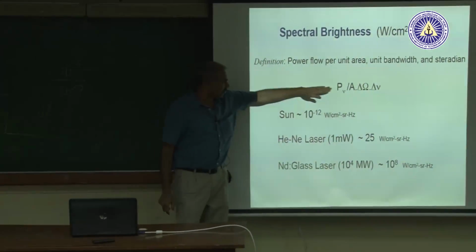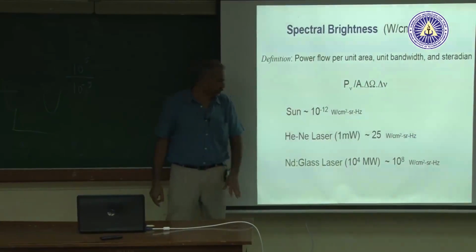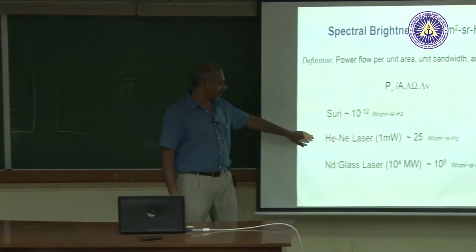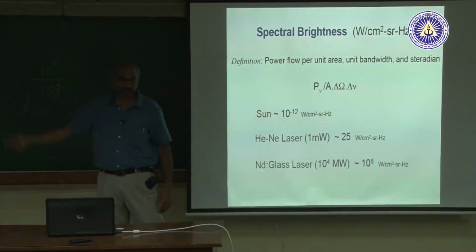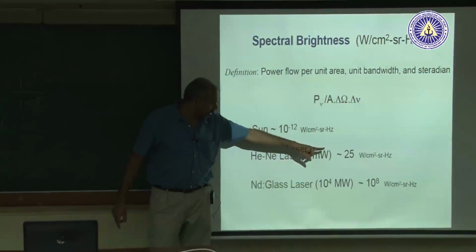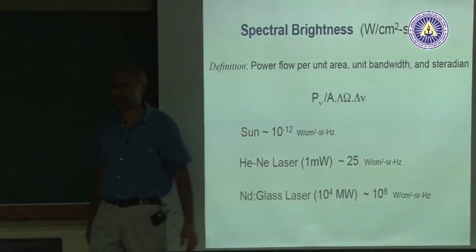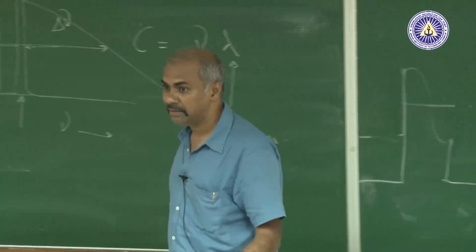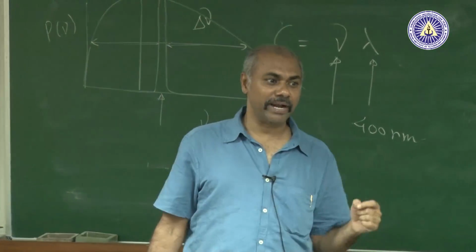And for the sun, if you calculate this, it's about 10 to the power minus 12 watts. For a helium neon laser, which is what you have seen in the lab and used yesterday, that is 10 to the power of 12 or 13 orders of magnitude higher. That is why it is not a good idea to put it in your eye.